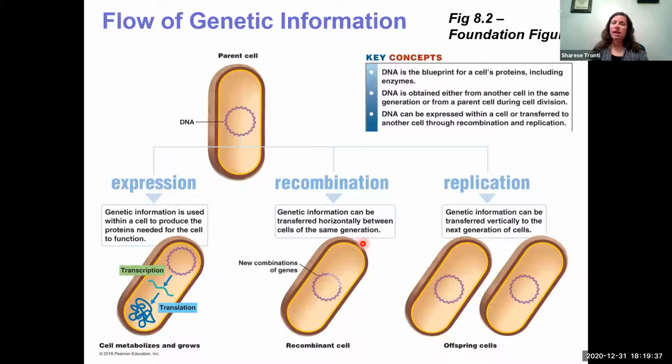All right, so this slide is kind of like a summary slide of everything that we're going to be talking about. So there's three different methods of genetic information flow. The first that we're going to talk about very briefly is replication here. So replication is the flow of genetic information from one generation to the next generation. So we're going to talk about that first.